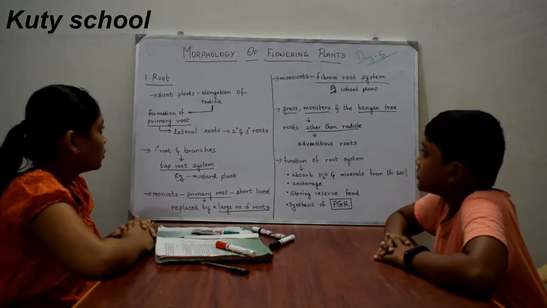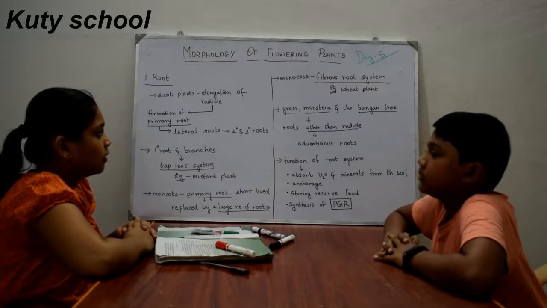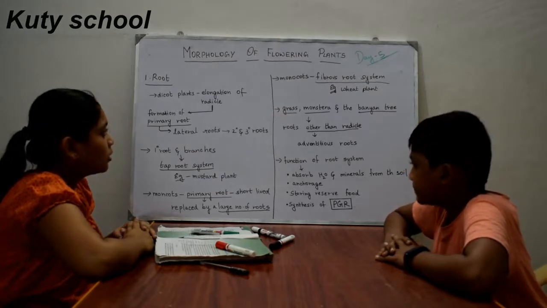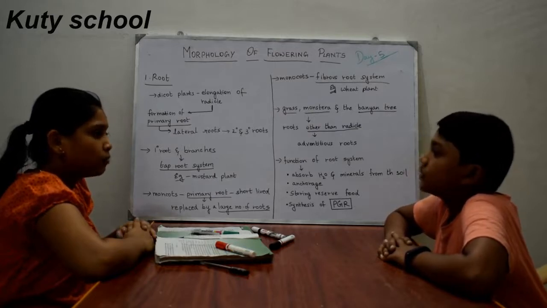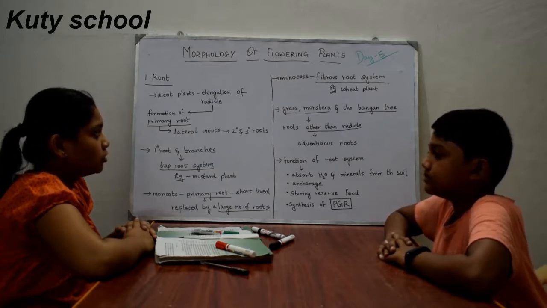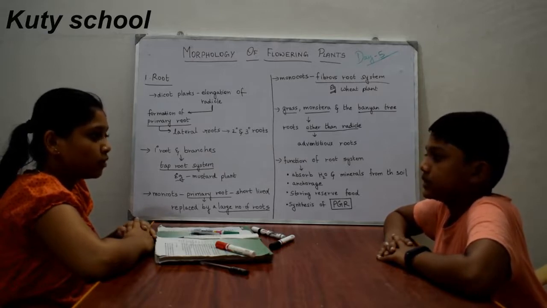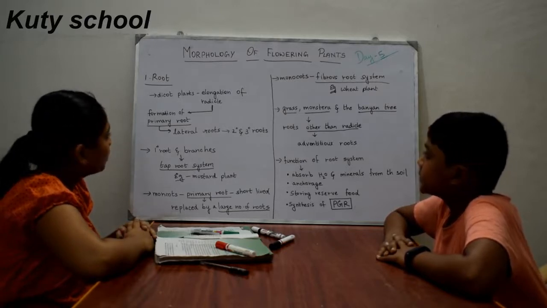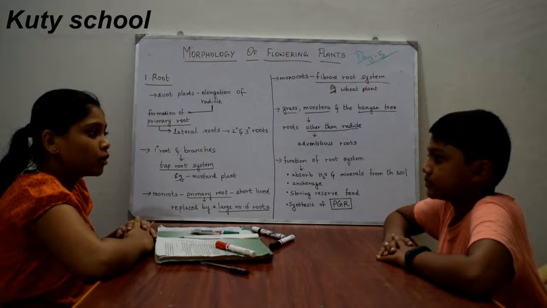So roots are of different kinds, and there are different regions of root that we will discuss later. There are 2 kinds of root generally. One kind is present in monocot and one kind of root is present in dicot. Monocots are angiosperms which have 1 cotyledon, and dicots are plants which have 2 cotyledons.